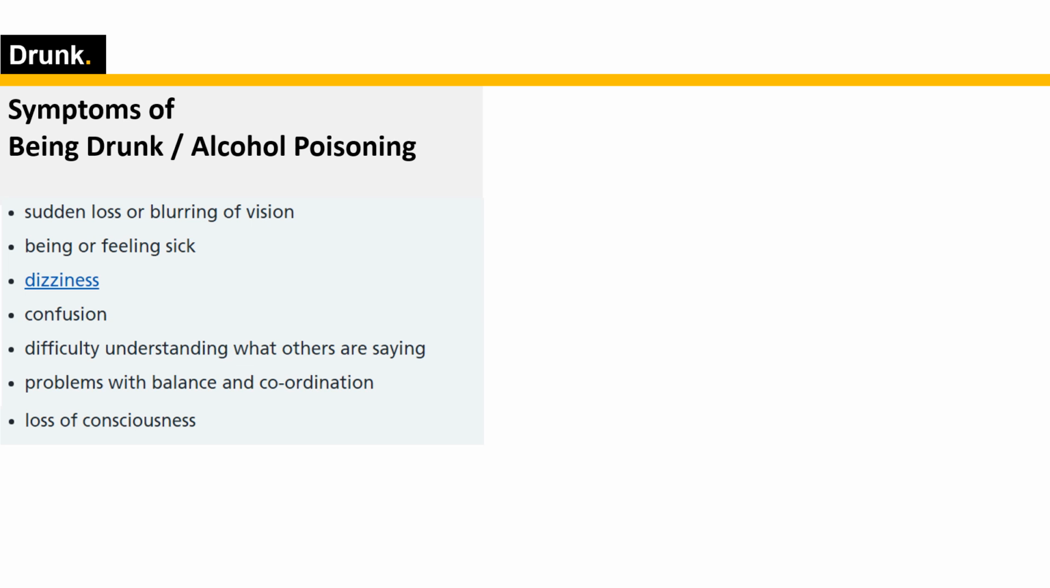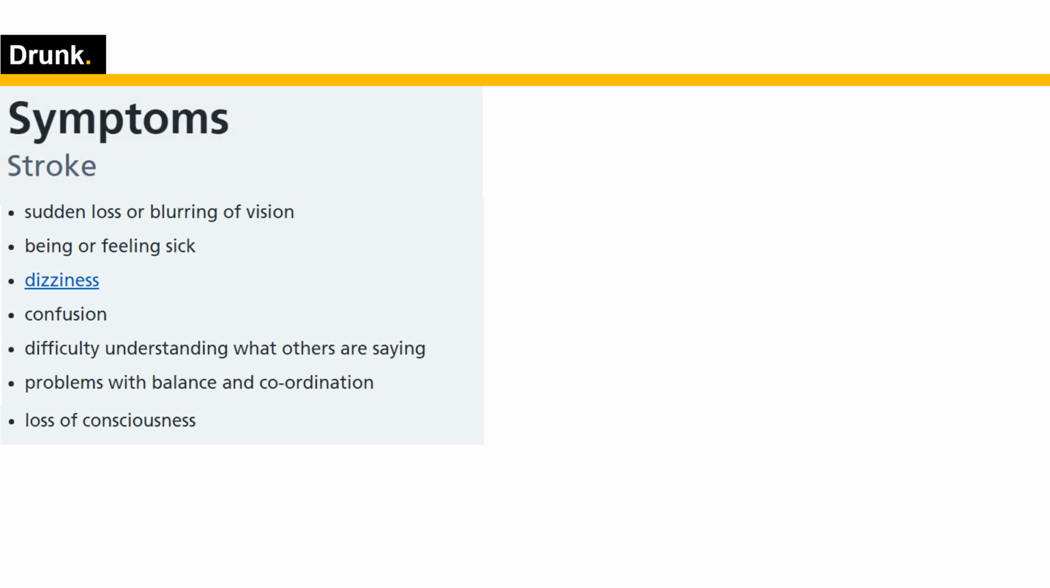So we will give you a list. And it talks about losing your vision, feeling sick, being dizzy, getting confused, having difficulty with understanding others, difficulties with coordination, potentially even losing consciousness. The really interesting thing here is that I'm not really actually showing you the symptoms of being drunk. These are the symptoms of having a stroke.